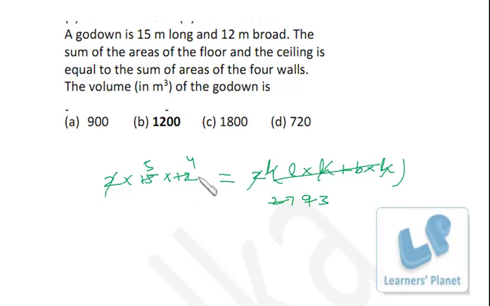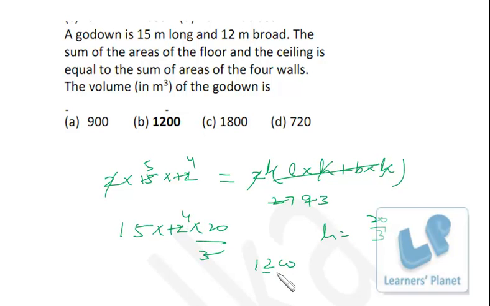So H is equal to 20 by 3. Now volume is LBH, so that is 15 into 12 into 20 by 3. So 15 into 4, 60 into 2, 1200 units. Okay, pretty simple.